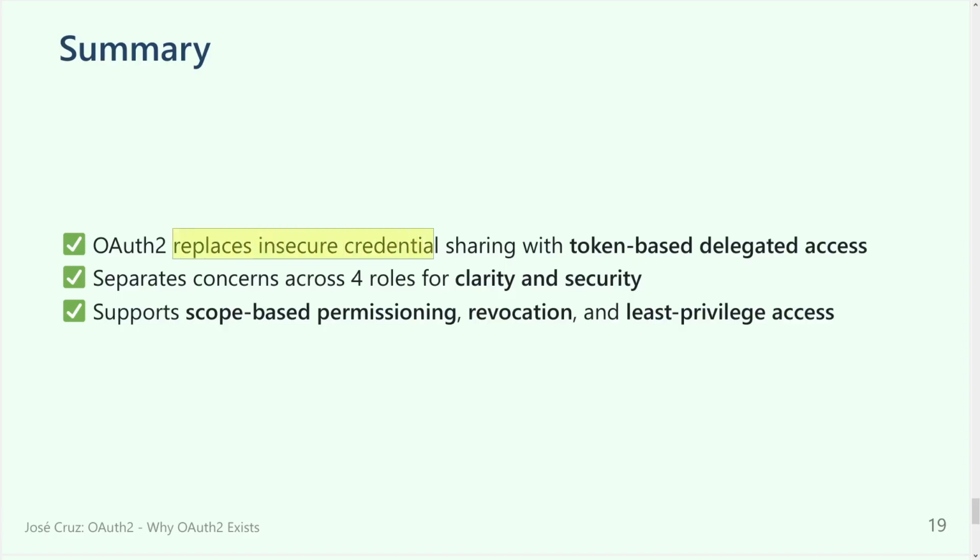Again, it replaces credential sharing with token-based and delegated access. These are the words that identify OAuth2. It separates concerns, which is always a good practice, across 4 roles for clarity and security. If you understand the 4 roles, you understand their purpose, their scope, not in the OAuth way, but scope like the requirements of each one. And it supports scope-based permissioning, revocation, and least privilege access. Everything is good here.